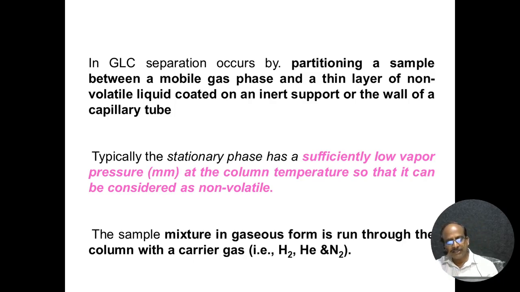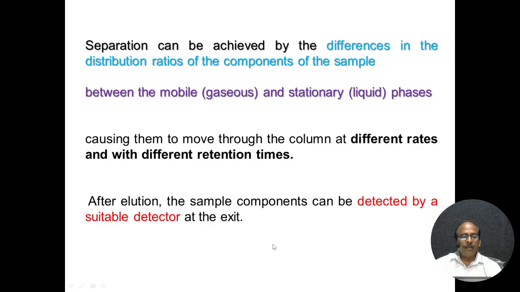We have to call it the carrier gas: hydrogen, helium, and nitrogen. The sample mixture runs through the column. Separation can be achieved by differences in the distribution ratios of the components of the sample mixture between the mobile phase and the stationary liquid phase, causing them to move through the column at different rates.